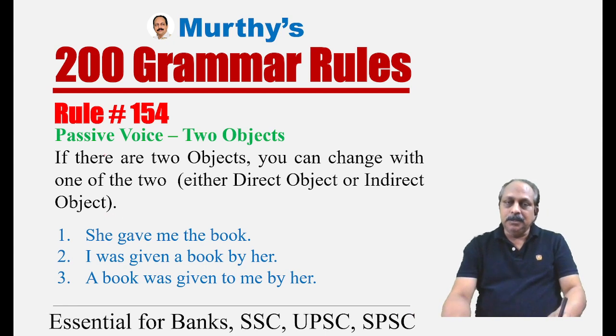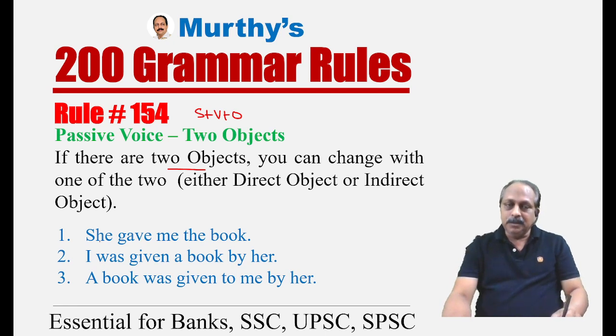In a sentence, usually, what is a basic pattern when it comes to English language sentence patterns? Subject plus verb plus object. But sometimes in a sentence you may have two objects. Then you will get the doubt how to change from active voice to passive voice. This rule talks about that. Rule number 154, if there are two objects, you can change with one of the two. That is your choice based on the emphasis, either direct object or indirect object. When you see the example, you understand.